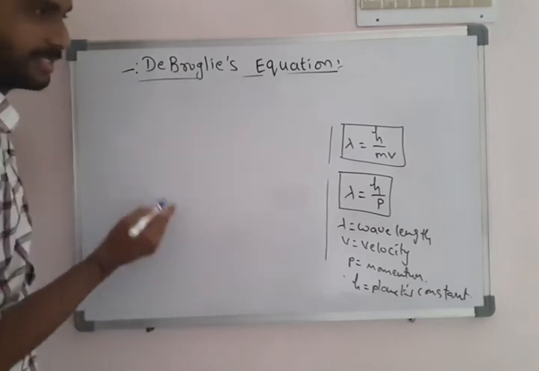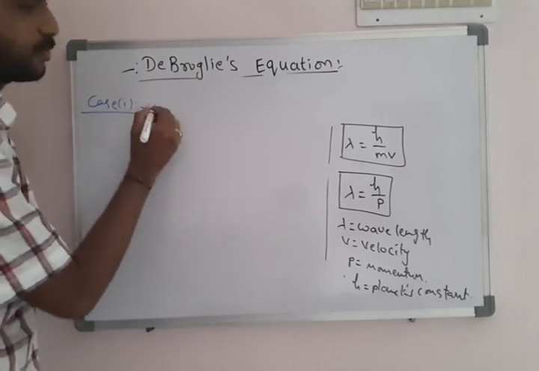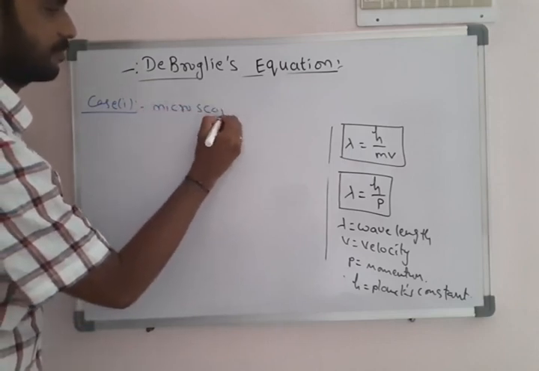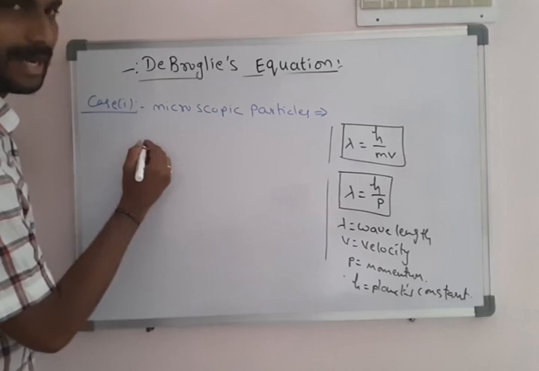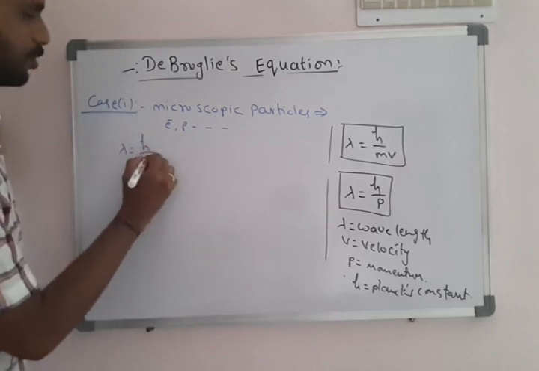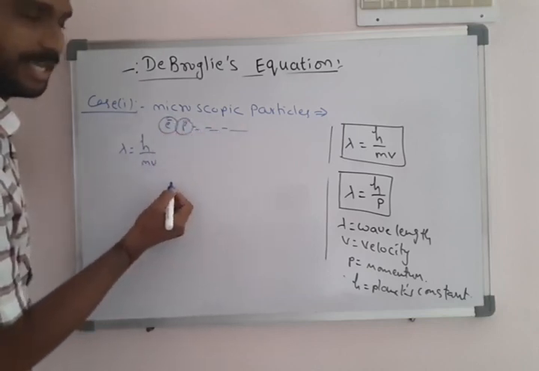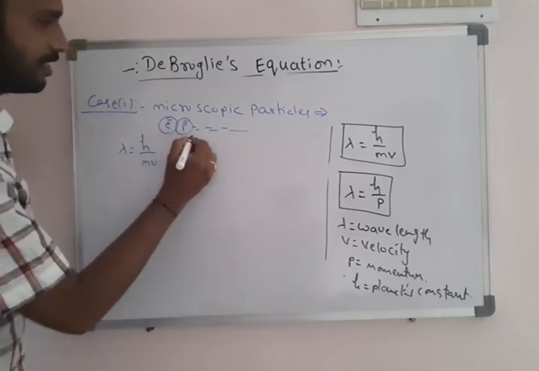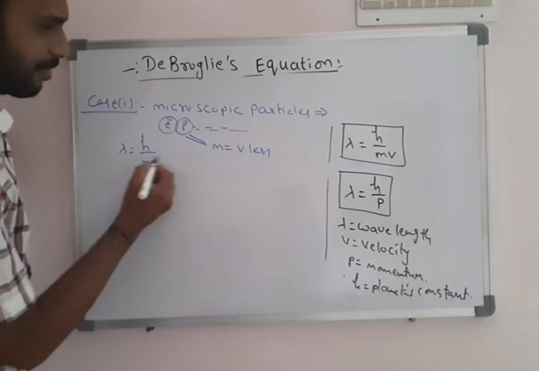And here we are taking two cases. For example, in the first case we are taking very small particles, that is, microscopic particles just like electron, proton, like that. So apply lambda is equal to h by mv. We know that the mass of electrons and protons is very small. Electrons are totally negligible. Protons and photons also have very small mass. For these particles, m is very less.